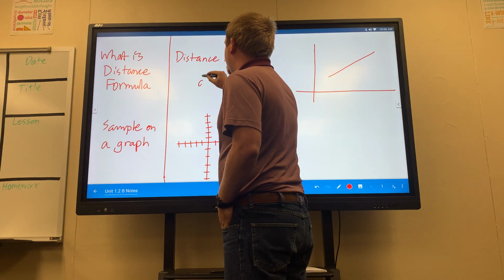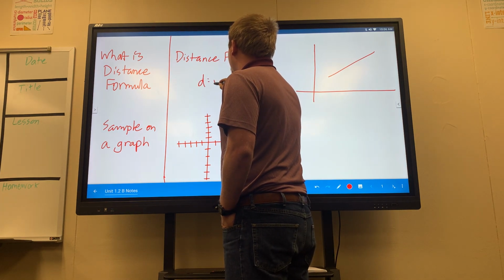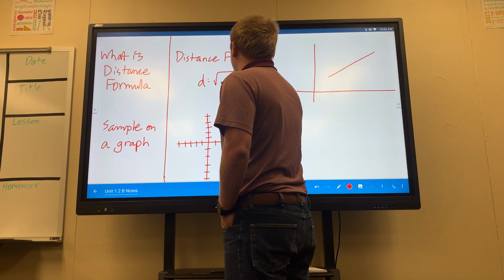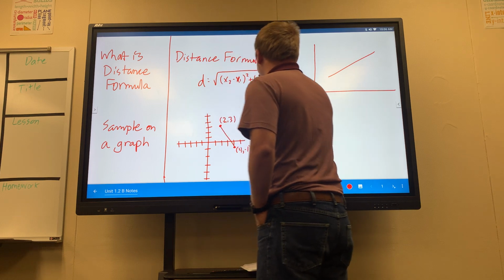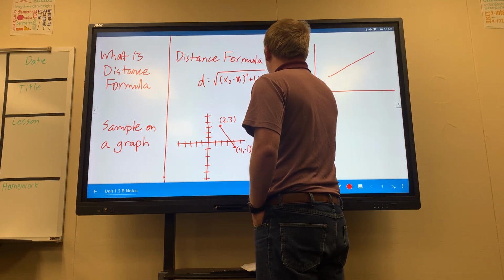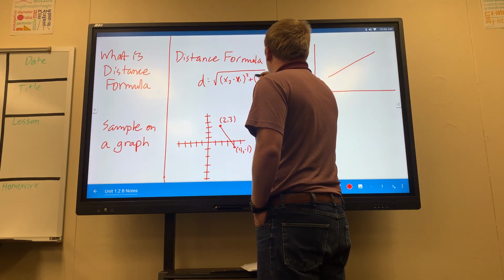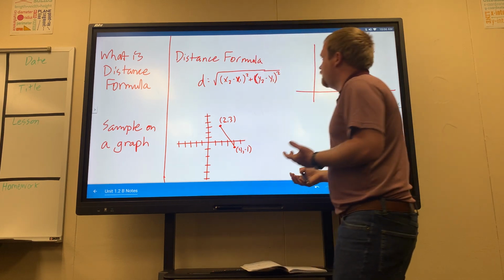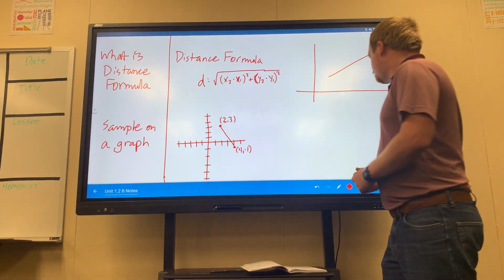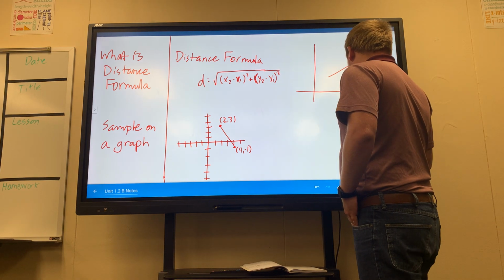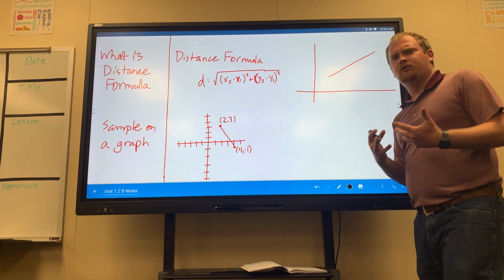Well, it's a simple formula where d is equal to the square root of x2 minus x1, squared, plus y2 minus y1, squared. All of that is in the square root. That's what the distance formula tells us. Okay? So, just to get a good idea of what we're talking about.